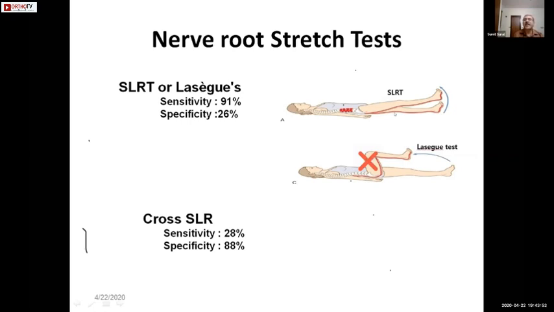And when we perform the Lasegue's test, it's important that it should not be just back pain, it should be a radiating pain along the nerve root. The sensitivity of this test is 91, but specificity is better if it's a cross SLR, where the patient may be complaining of pain radiating in one limb, but on raising the opposite limb, there is pain. So that is seen in a large disc, a central type of disc.